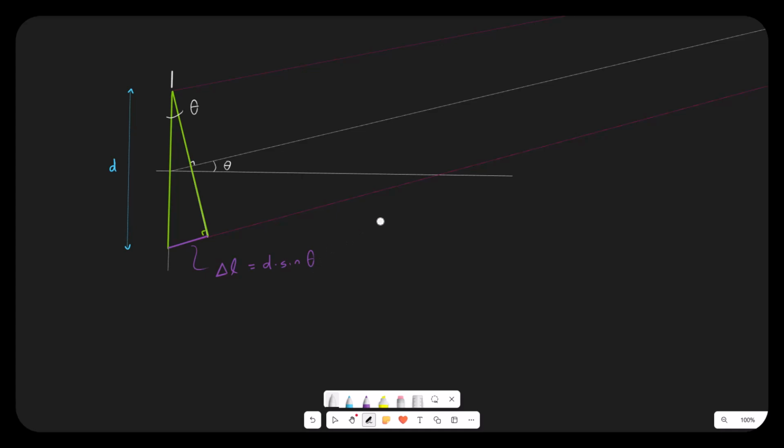These two waves start off in phase with each other. If their path length difference is 0, then they stay in phase. If their path length difference is equal to a wavelength, then what's going on? I've got wave number 1 that's doing this, peak 1, peak 2. I've got wave number 2 that's doing this.